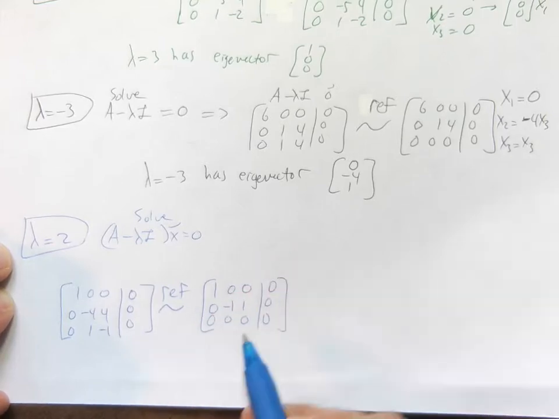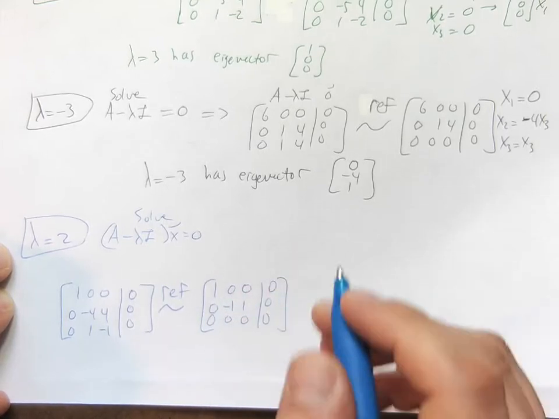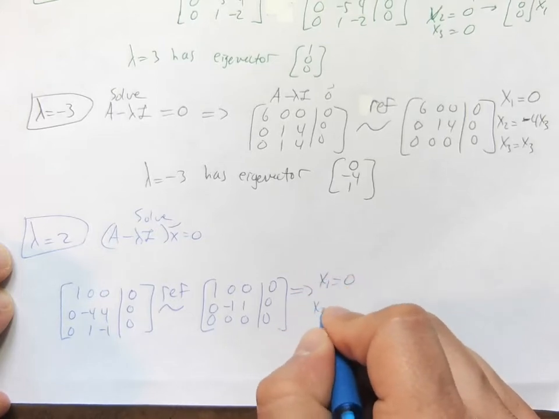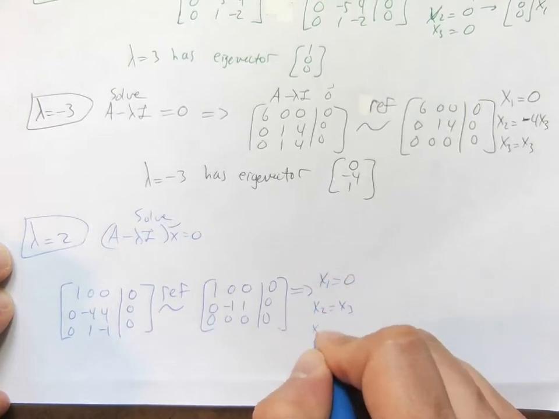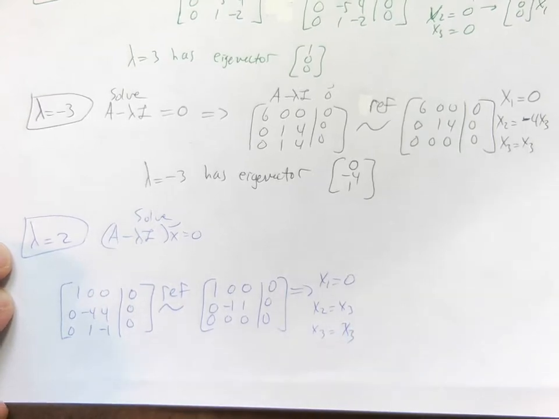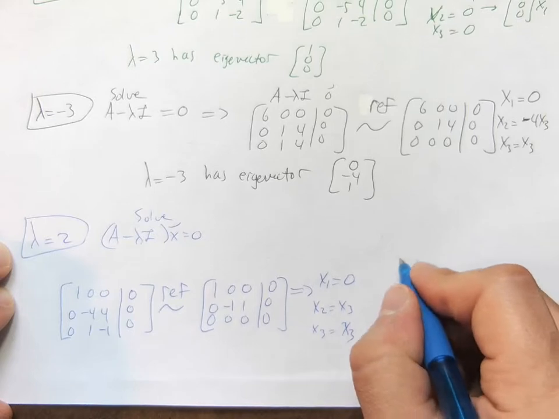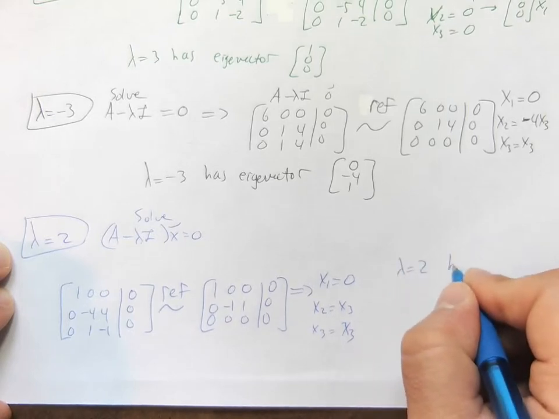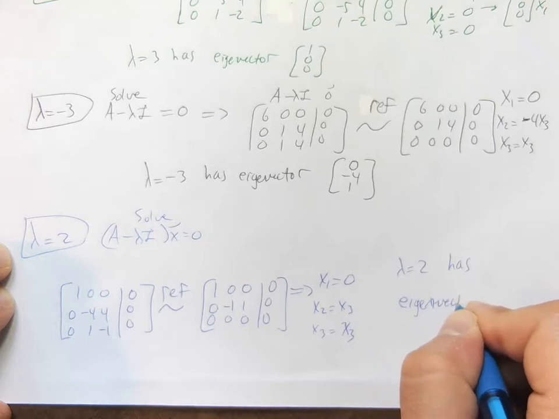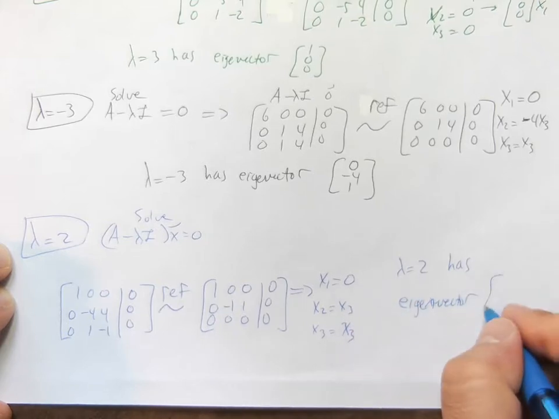Again, x3 is free. x1 ends up being 0, and so we get x1 is 0, x2 equals x3, x3 is free. And so we get 0, 1, 1 as our final eigenvector. So lambda equals 2 has the eigenvector 0, 1, 1.